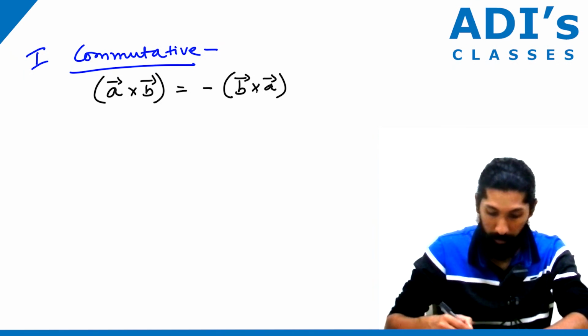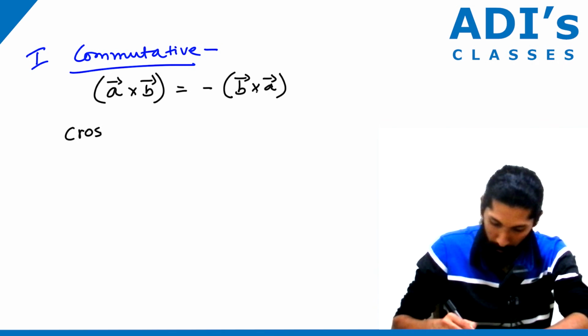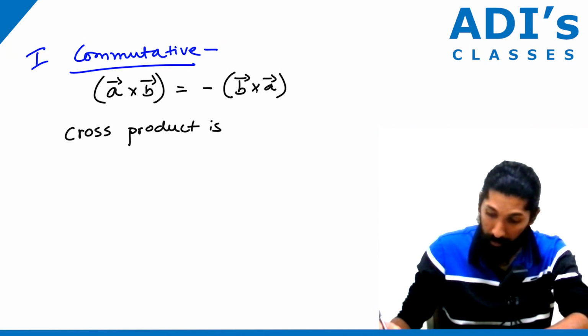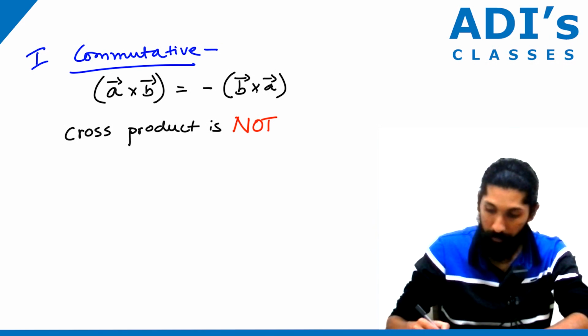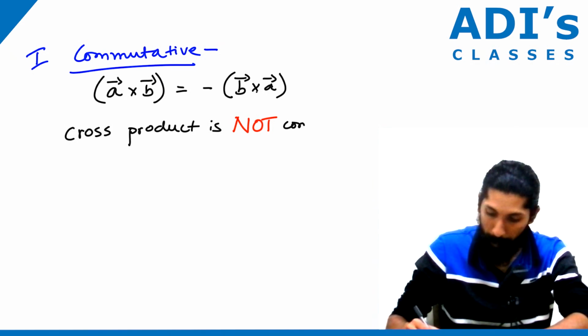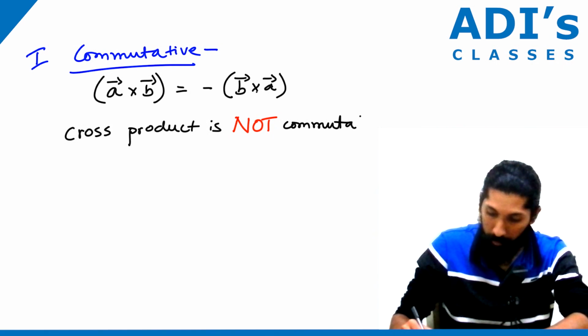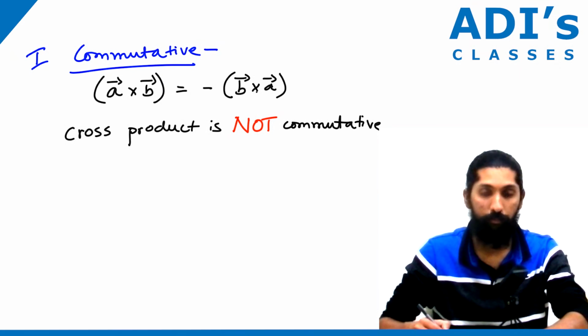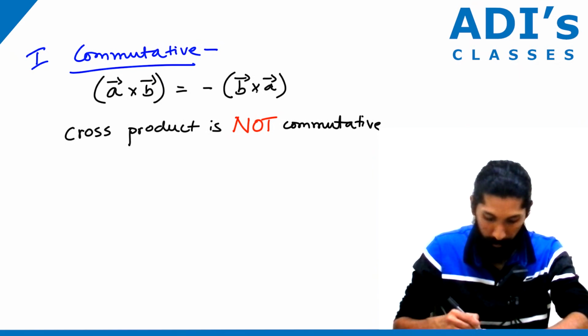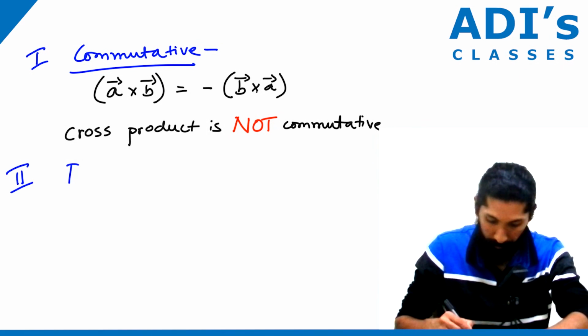Let me be very, very specific. The cross product is not commutative. Okay, this is a very, very important point. It is not commutative. The second one, what we are going to look at is distributive.